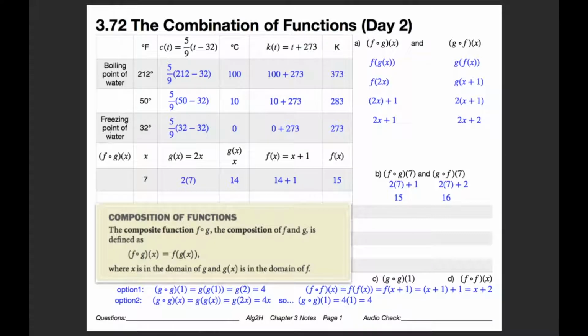You have a similar story for the freezing point of water. It goes into the function, you get out 0. 0 becomes the new input. And then when you add, you get 273.